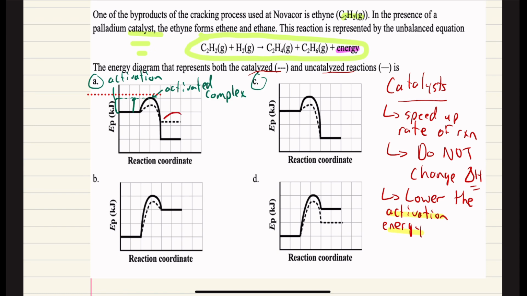Now, it can't be this one because remember that catalysts do not change the enthalpy value here. And that would change the enthalpy since it's the difference between the reactants and the products over here. And if it ended up there, that changes the enthalpy. So over here, enthalpy remains the same, but that activation energy as represented by that dotted line over here is lower. So the best answer here would be C.